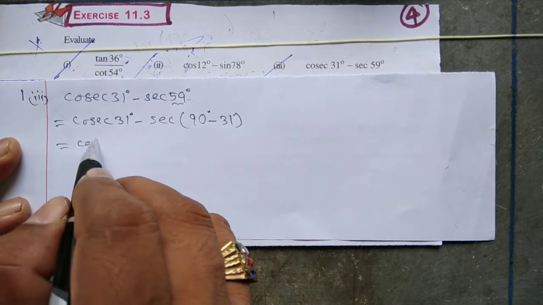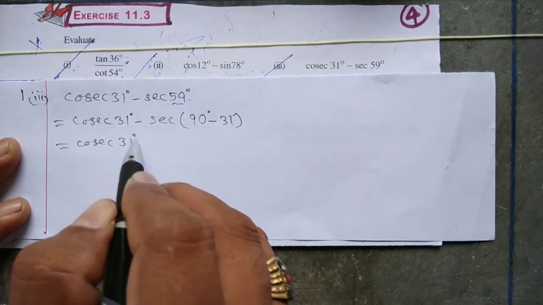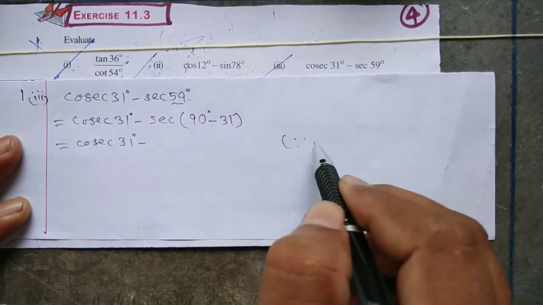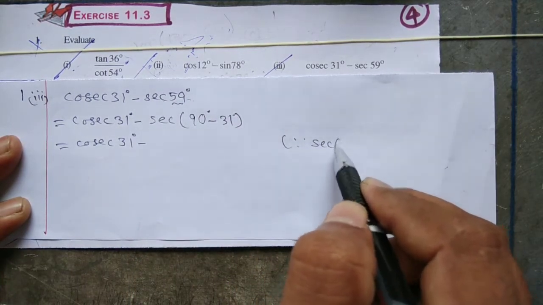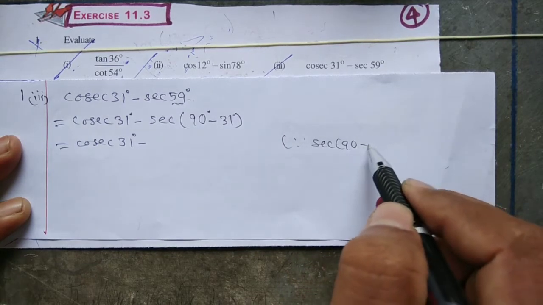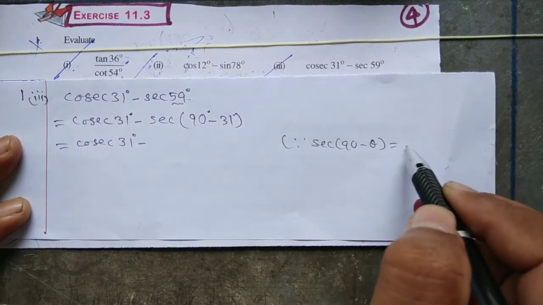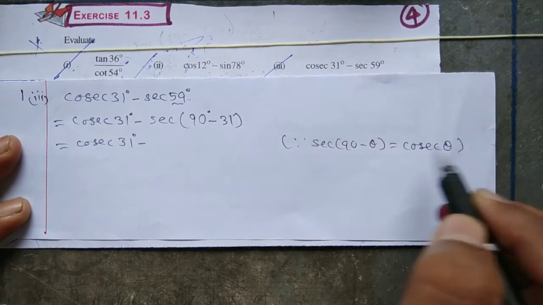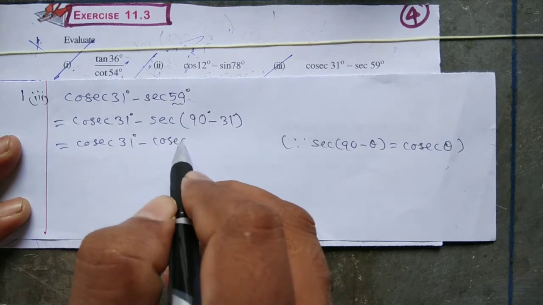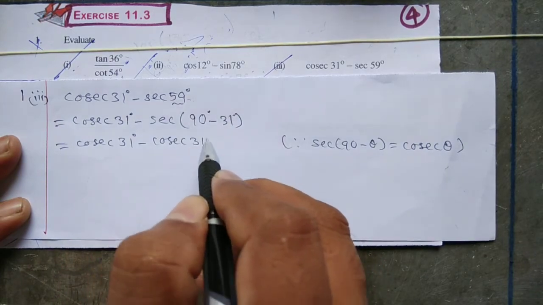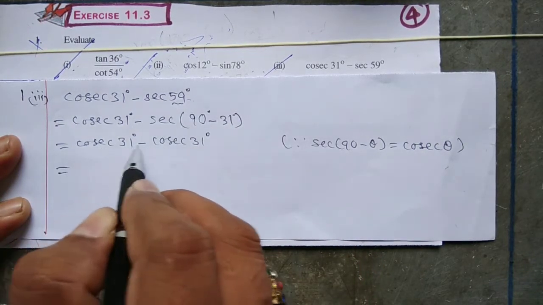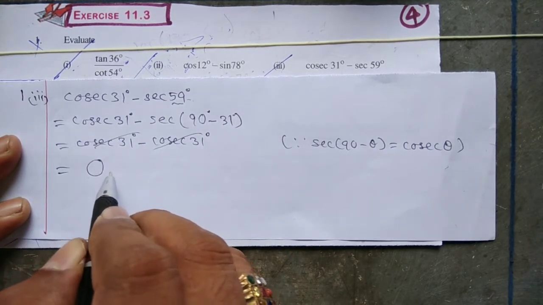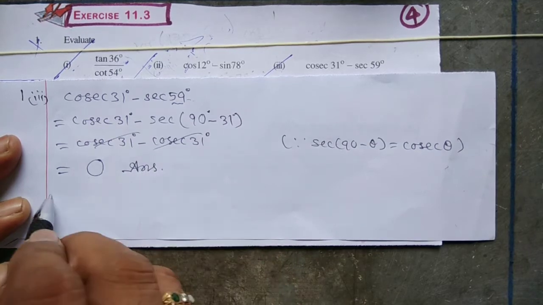Now cosec 31 degree minus sec 90 minus theta. Sec 90 minus theta is equal to cosec theta. Based on this formula, we can write cosec 31 degree. Cosec 31 degree minus cosec 31 degree cancel, then we will get 0 as the answer.